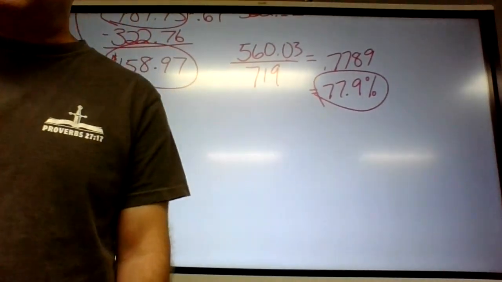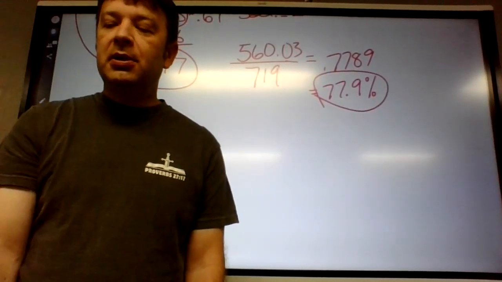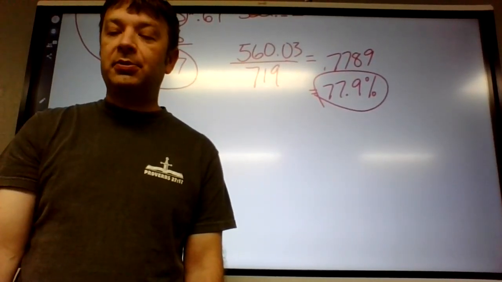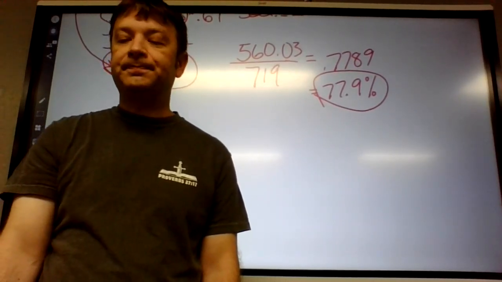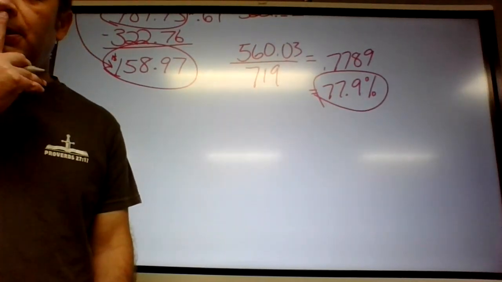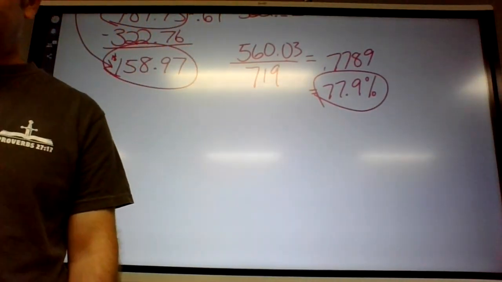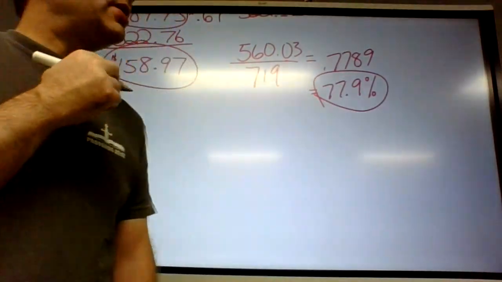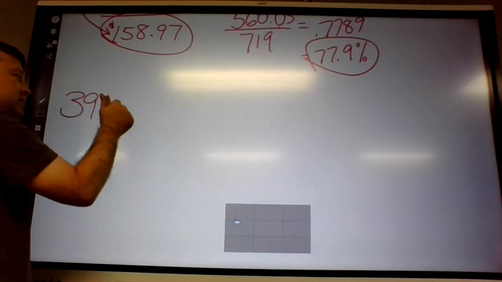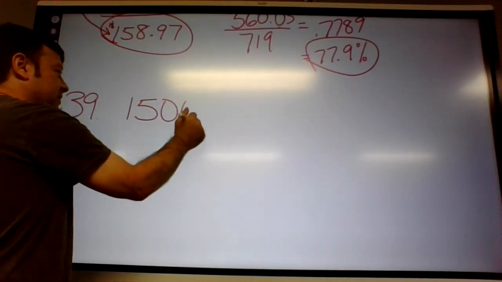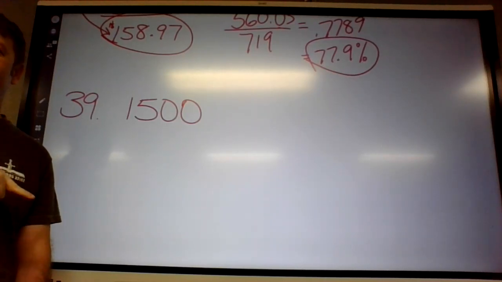Ron earns 15% commission on his sales in addition to his $1,500 monthly salary. Determine his monthly sales goal if he budgets $3,750 as his monthly income. Okay, so he's gonna get $1,500 no matter what, right? You just kind of sit there for existing.